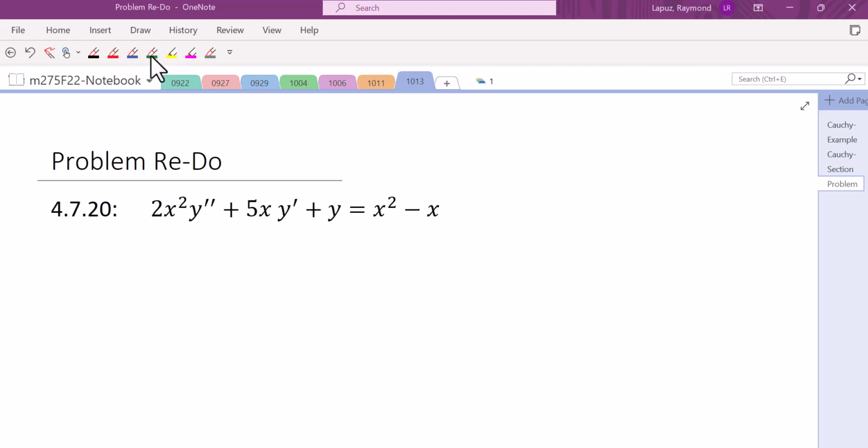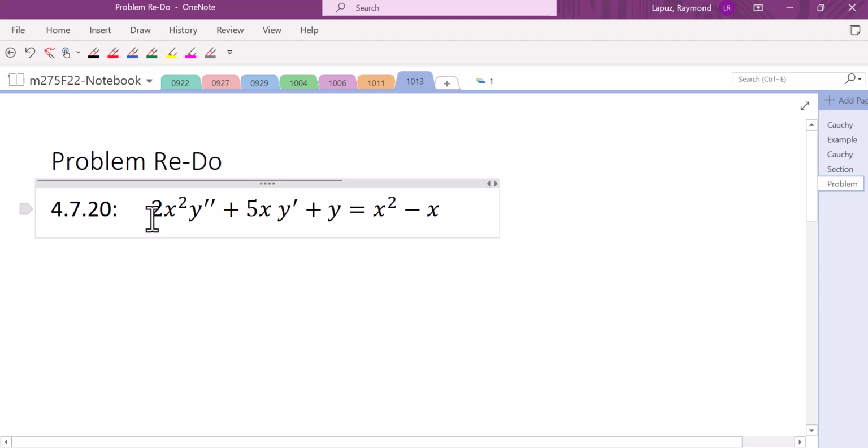My name is Lapuz. In this video we will do this problem. This is a second order non-homogeneous Cauchy Euler differential equation. And we know it's a Cauchy Euler differential equation because each of the derivatives of the unknown function is going to be multiplied by x to that same order derivative. So we have x squared times y double prime, x times y prime, etc. This is non-homogeneous because we have a right-hand side, and this is second order.